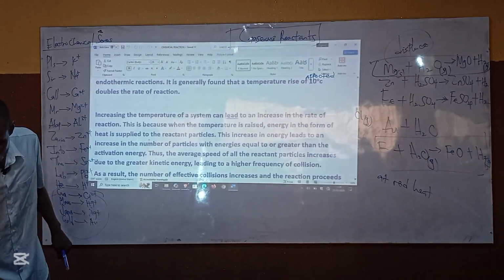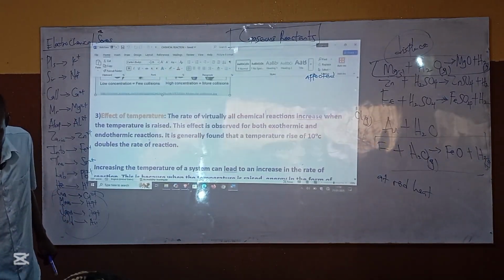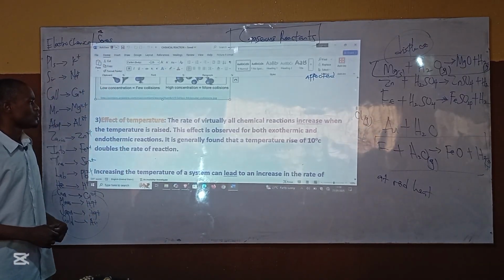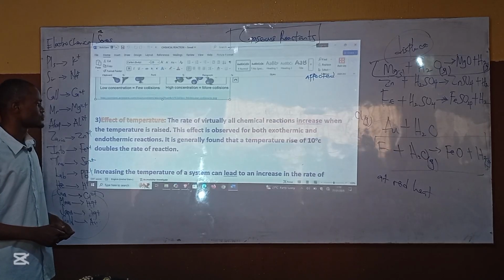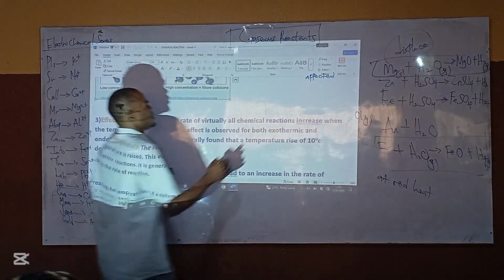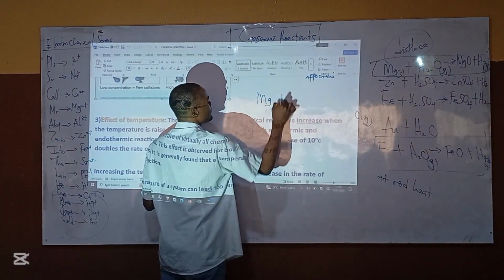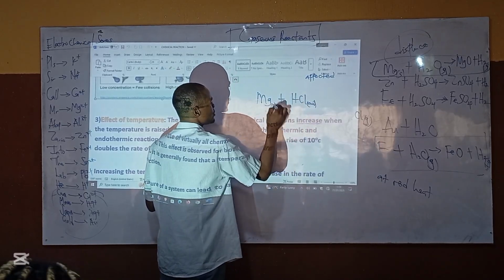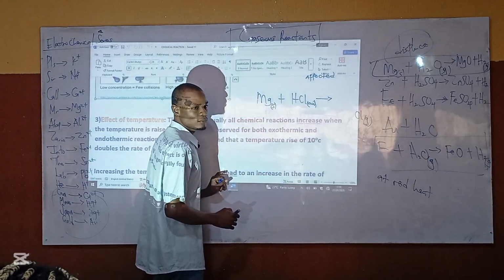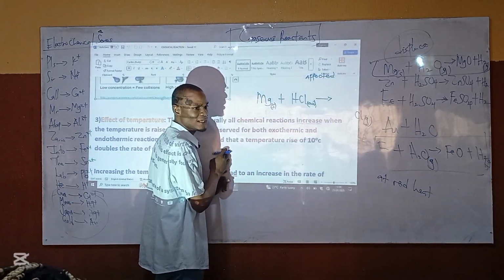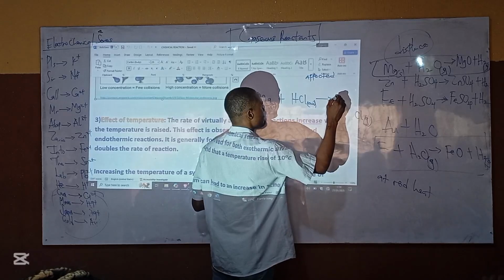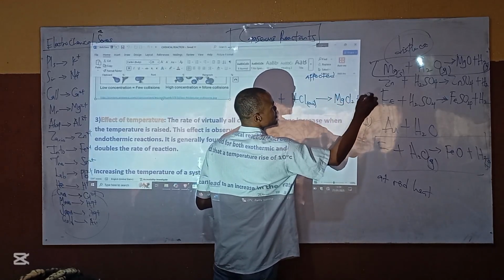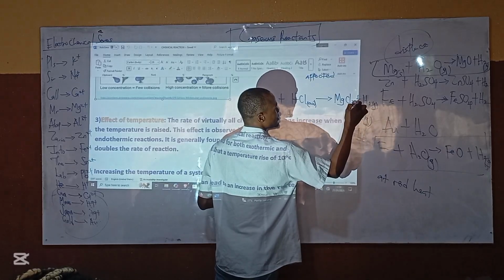Now, based on JAMB, magnesium plus hydrochloric acid, aqueous solid. What's going to be formed? I'm in the explanation of the effect of temperature now. What's going to be formed? Magnesium chloride plus what? Hydrogen gas, right?